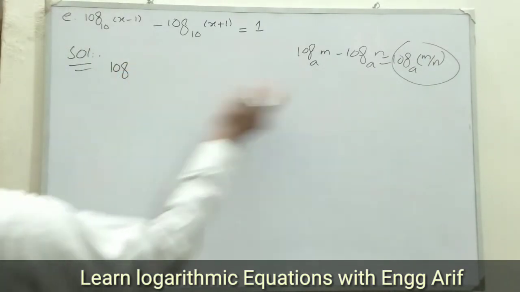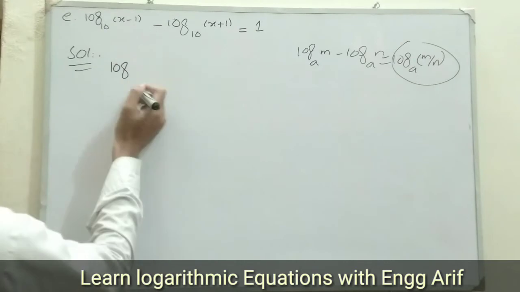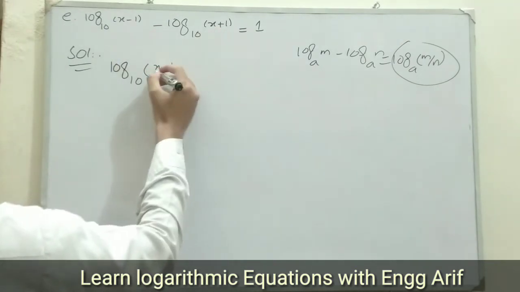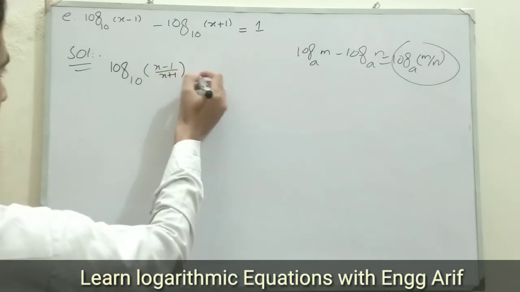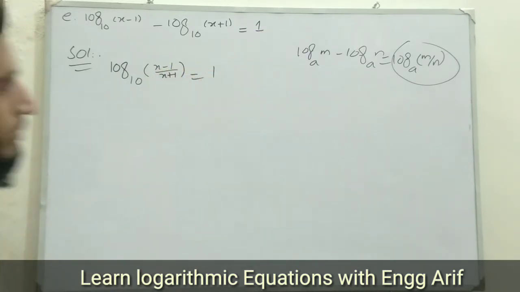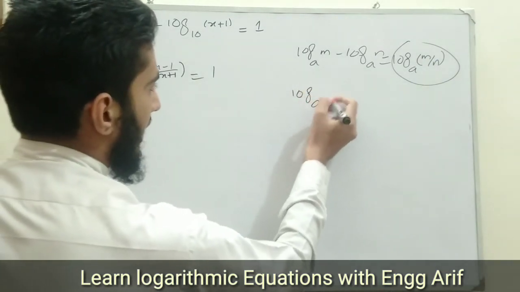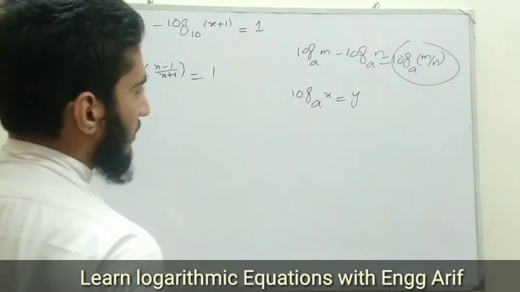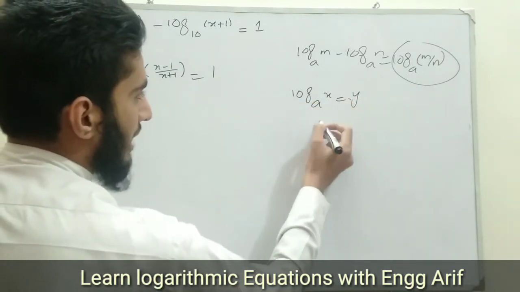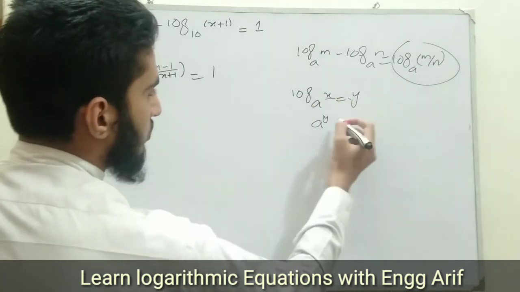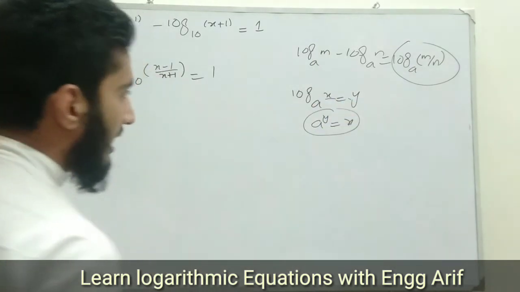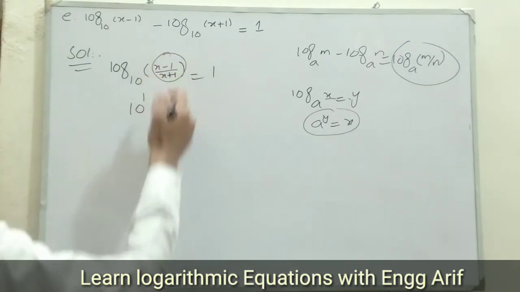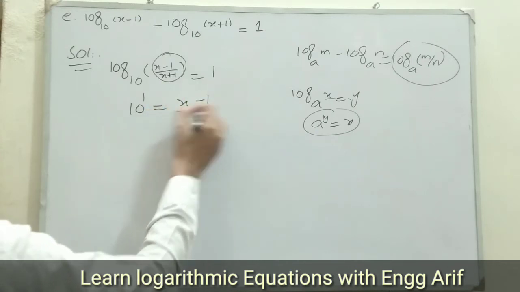So log, here the base is 10, we will write 10 over here, and the arguments are x minus 1 and x plus 1, so divide them by each other according to the formula, is equal to 1. Now we have another formula for the log, that log of x to the base a is equal to y. By removing this log, we convert this logarithmic equation into exponential form. This y will come to the power of a, and x will come to the right hand side. Using this formula, 10 will come to the power 1, and x minus 1 over x plus 1 will move to the right hand side. It becomes x minus 1 over x plus 1.